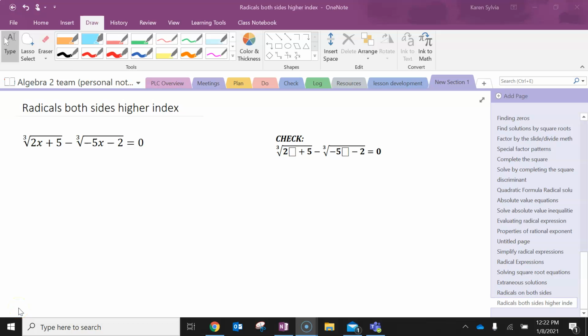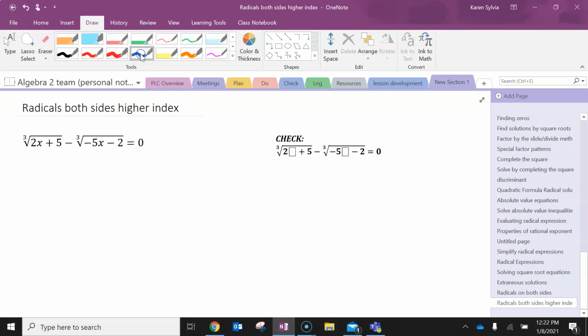In this new example, we have two things to take into account. Number one, I have two radicals. However, I need to get them isolated on either side. Number two, the radicals themselves are not square roots. They have a different index. It's higher, and I need to take that into account when I'm working on this. But let's do the first thing first.